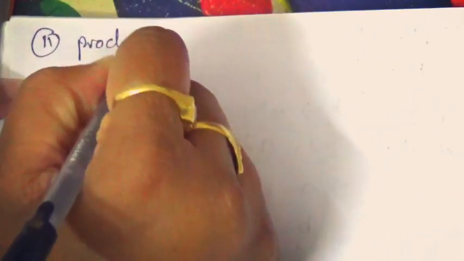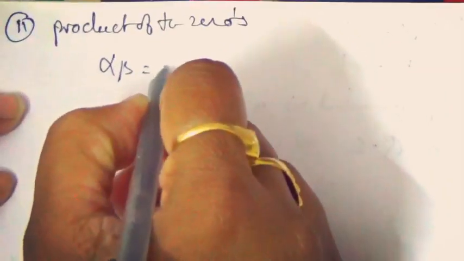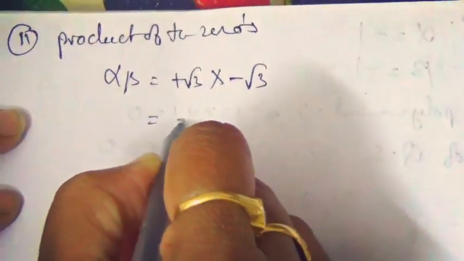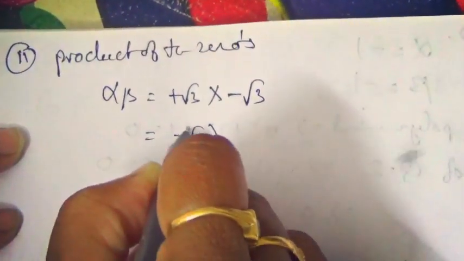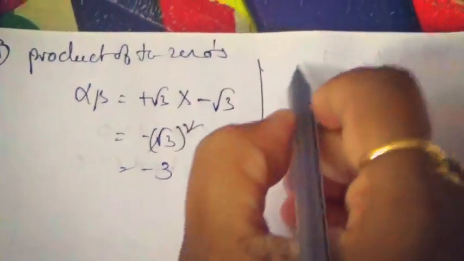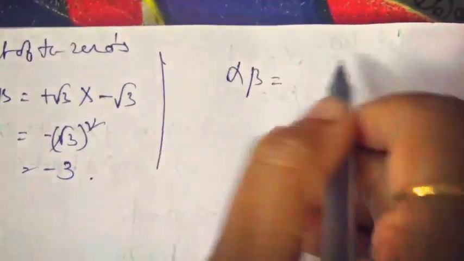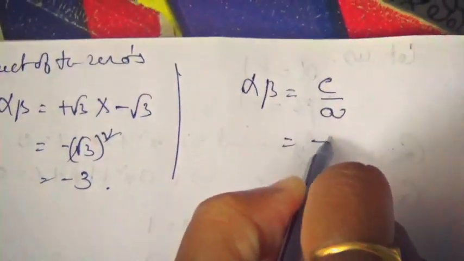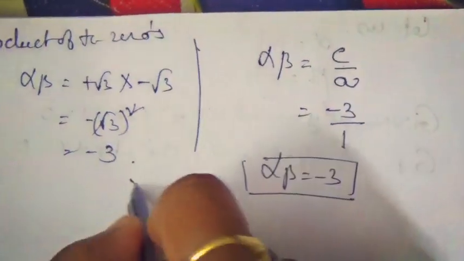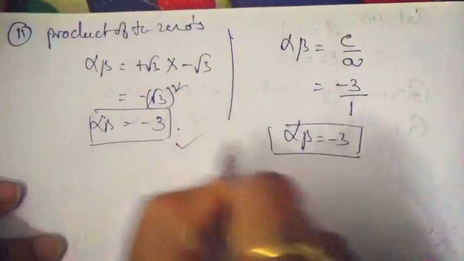Second one is the product of the zeros. What is the product of the zeros? Alpha into beta is equal to plus root 3 into minus root 3. Plus of minus is minus, root 3 whole square, that is equal to minus 3. So by the product of the zeros formula, alpha into beta is equal to c by a. What is the c value? Minus 3 by 1, that is equal to minus 3. That's it. These two values are equal. So here we finished this example 4.